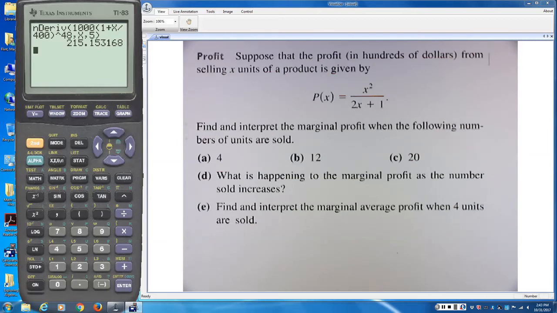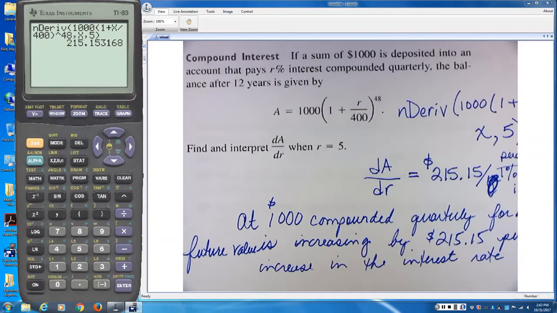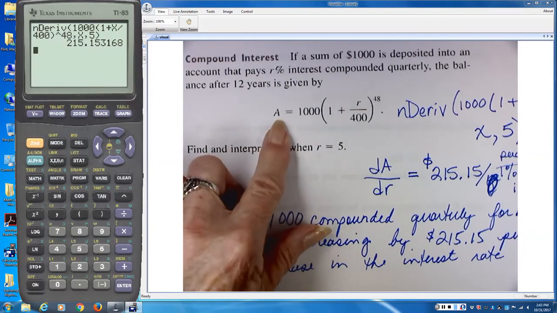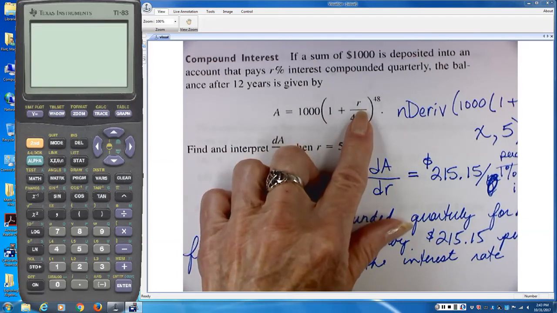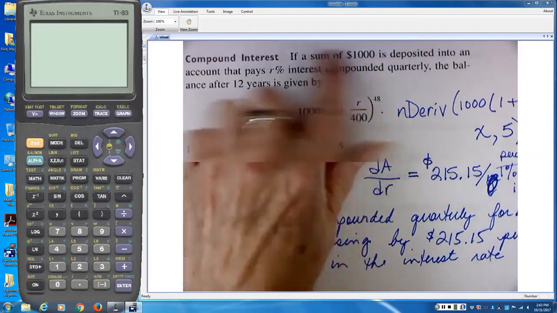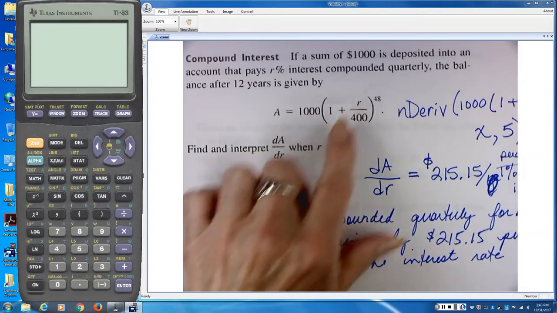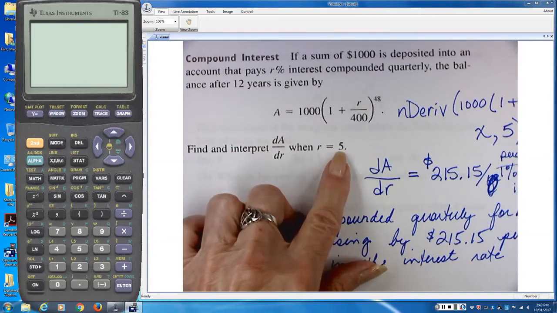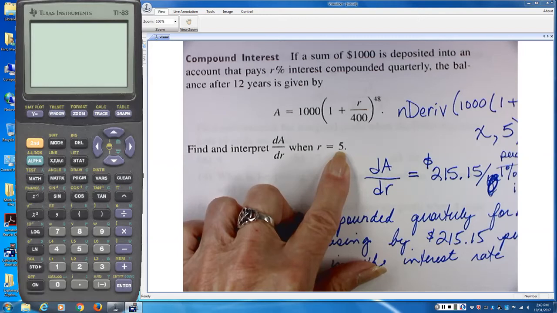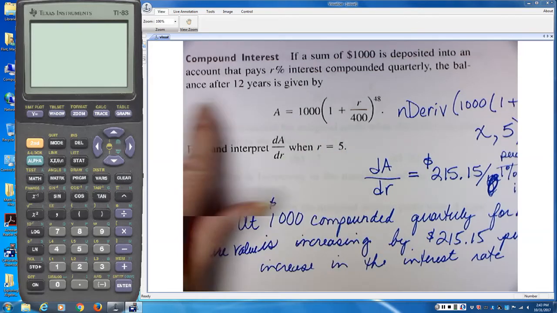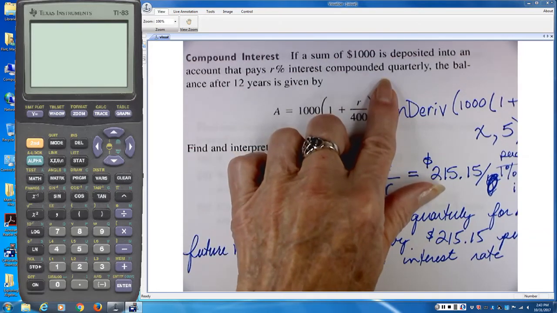Okay? Doesn't R stand for interest rate though? Yes. So it says find and interpret the derivative when the interest rate is 5. The derivative says, how is my future value, which is A, changing if I increase the interest rate? If I deposit the same amount of money for 12 years, compounded quarterly, whatever the interest rate is, if I am at 5% and I decide, well, what if I put this same amount of money in the bank for 12 years, compounded quarterly, at 6%?